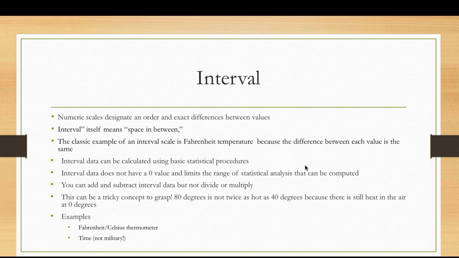Calculations using interval data, however, are limited, as interval data does not have a true zero. While you can add and subtract interval data, you cannot multiply it. I can imagine you're thinking, what is she talking about? This can be a tricky concept to grasp. 80 degrees is not twice as hot as 40 degrees, because there is still heat in the air at 0 degrees. Think about Fahrenheit. It is a user-friendly measurement of temperature, but 0 degrees is an arbitrary scale. Heat's still in the air at 0 degrees.